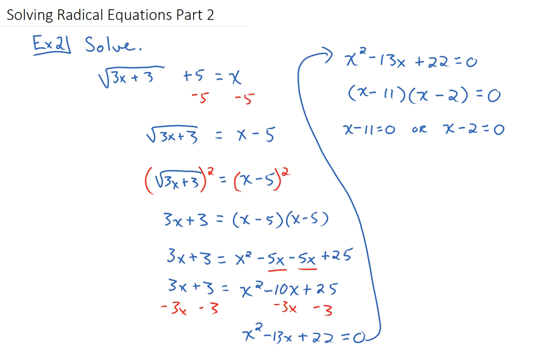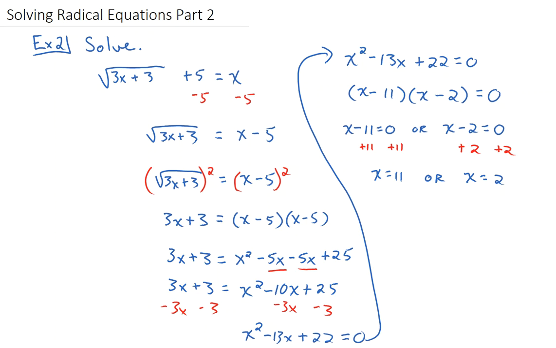So for our first mini equation, I'm going to add 11 to both sides, and that gives me x equal to 11. For the second equation, I'm going to add 2 to both sides, and that gives me x equal to 2. So we're going to say that x equal to 11 or x equal to 2 are solutions to the equation, but that they may or may not be solutions to the original equation.